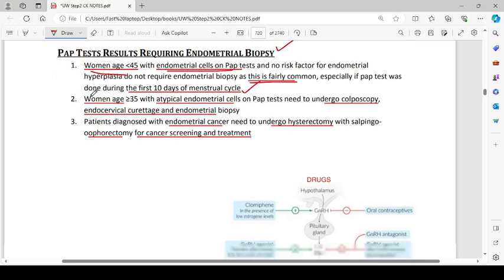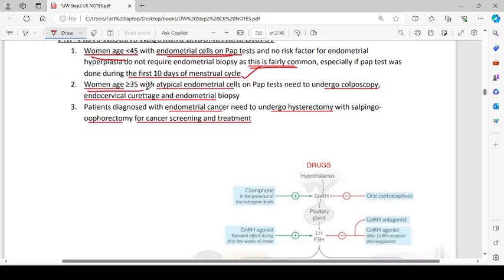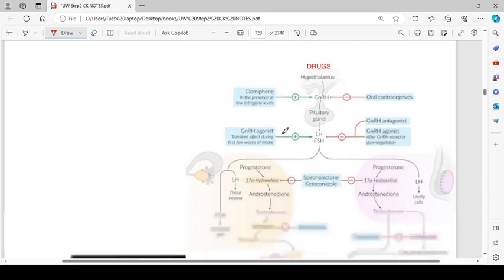of the menstrual cycle. Women aged more than 35 with atypical endometrial cells on Pap test need to undergo colposcopy, endocervical curettage and endometrial biopsy. Patients diagnosed with endometrial cancer need to undergo hysterectomy with salpingo-oophorectomy for cancer staging and treatment.